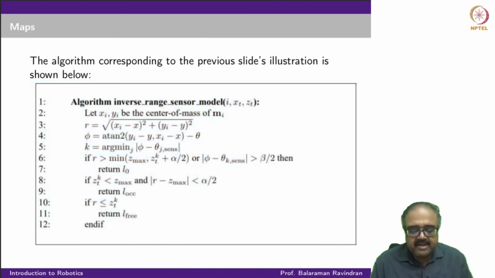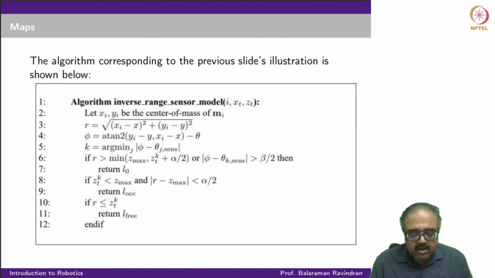Then if z_t^k, which is the distance of the obstacle, is less than z_max, that means the robot has sensed an obstacle. And if r minus z_max is less than alpha by 2, that means the distance to the cell m_i is within the object thickness from the maximum range, alpha being the object thickness. In which case I'll return that the cell i is occupied.